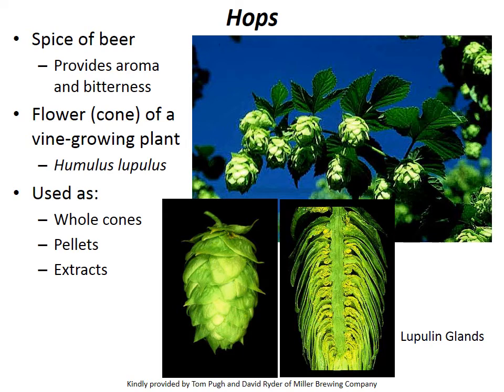The second element in beer, most predominantly these days, is hops. They're kind of considered a spice of beer. They provide bitterness, flavor, and aroma in varying degrees, depending on the style of beer, to that finished brew. It's the flower or cone of a vine-growing plant, the Humulus lupulus.